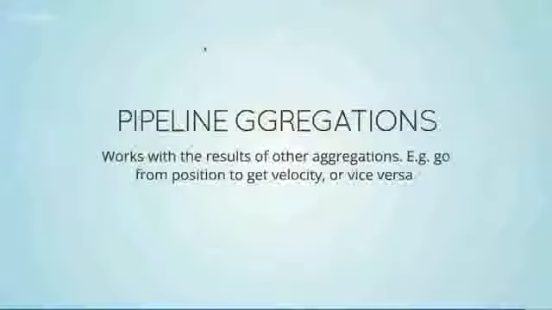Okay, there's also pipeline aggregations, which is what I just showed. So you can aggregate on the result of another aggregation. The example they gave at Elasticon for this was going from position to velocity or vice versa. Or you can do things like making multiple levels of histograms. Oh, look, that's a spelling mistake.